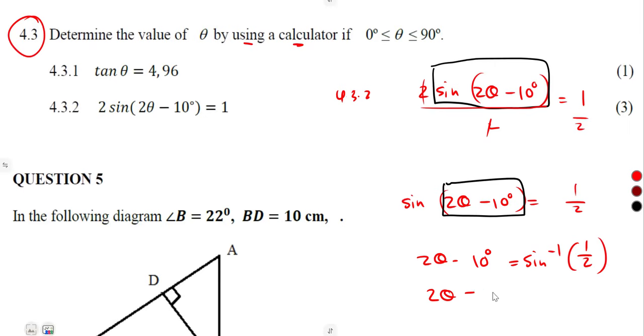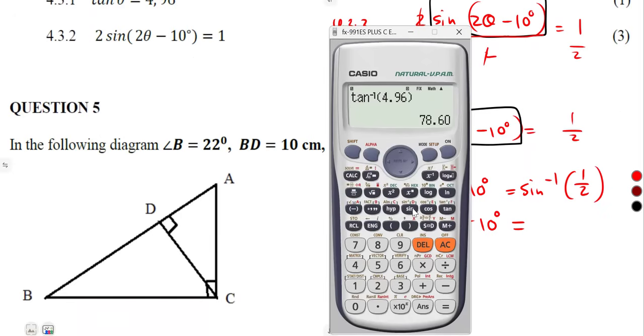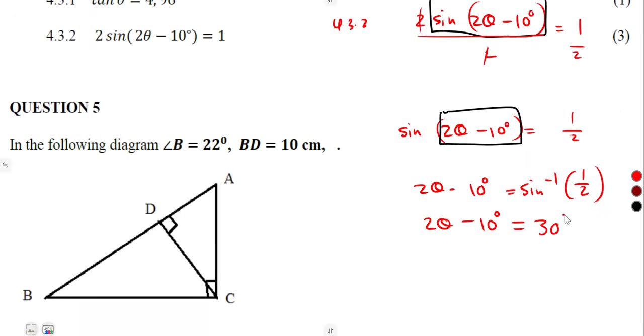So that's 2 theta minus 10 degrees is equal to arc sine of 1 over 2. That's shift, you press sine, 1 over 2. This was going to give us 30 degrees, all right? That was 30 degrees. So to get theta, add 10 degrees, you're going to remove this.